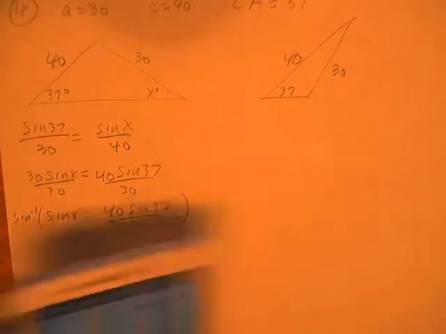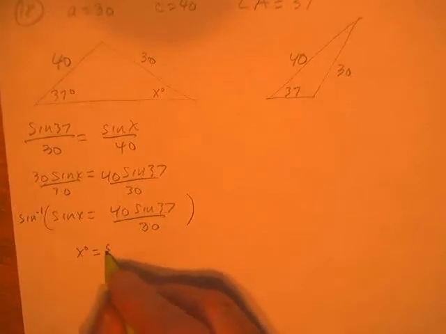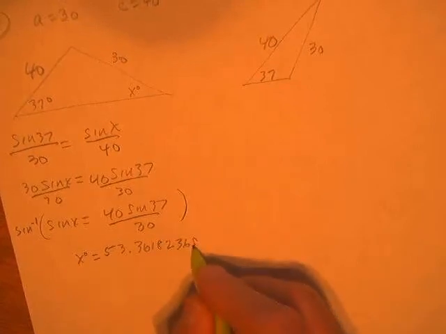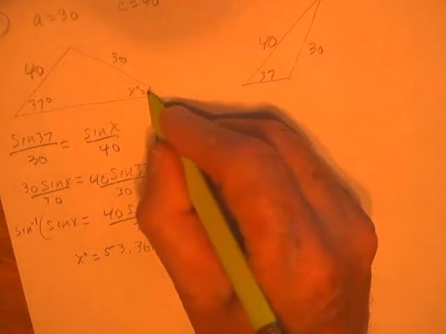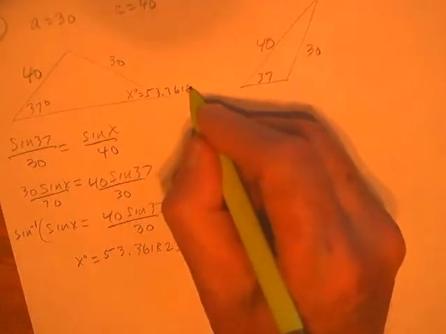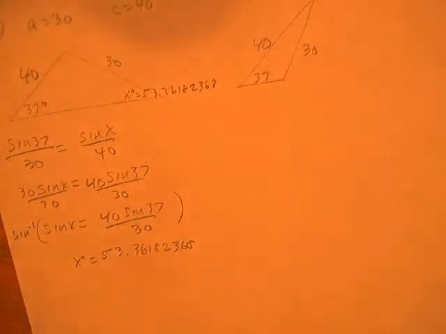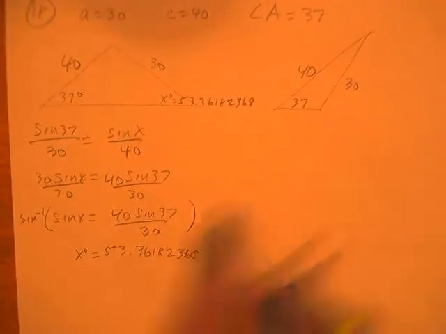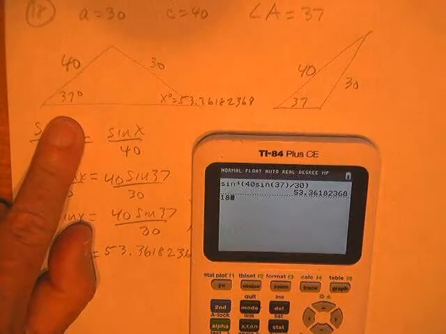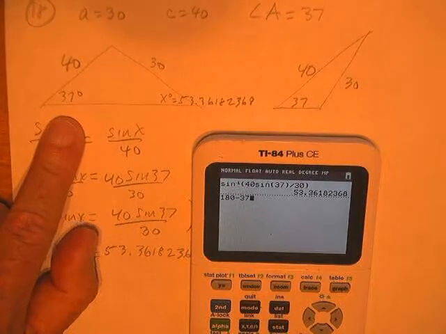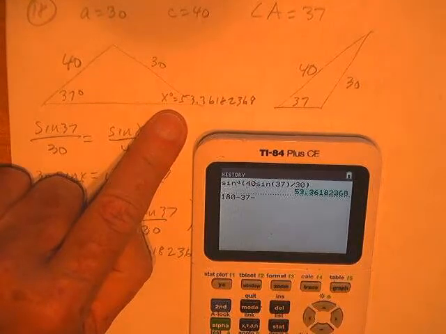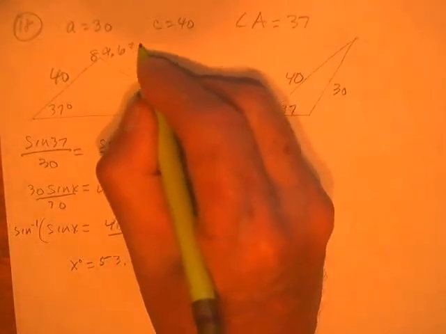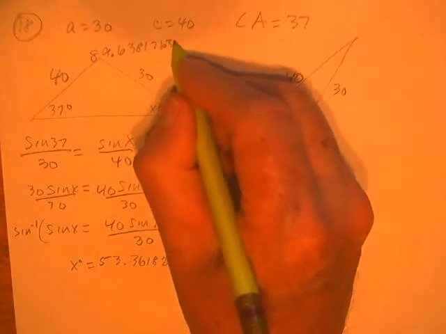Looky there. There's my angle. X degrees is 53.36182368, and that's this one right here. Let's go ahead and deal with this whole triangle, and then we'll talk about if this one exists and how to solve it. So notice now I've got two angles. I can subtract them from 180, and here's this other angle, 89.63817632.